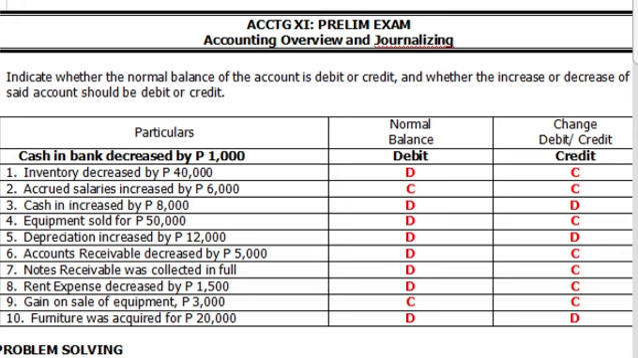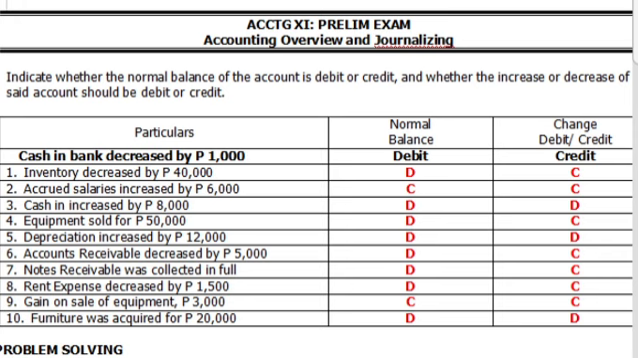Number 9, gain on sale of equipment. So, gain on sale, ibig sabihin, nagbenta ka na equipment, may ginansya or merong profit doon sa pagbenta mo. So, gain is an income account. So, yung normal balance natin dyan is credit. And yung kanyang change, since nagkaroon tayo ng gain, is credit.